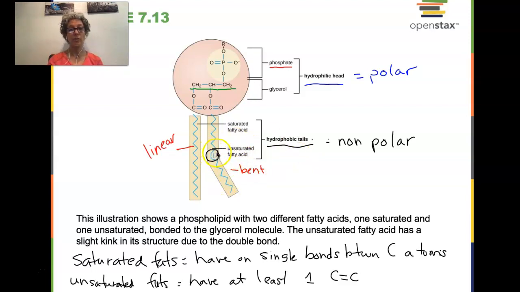When we do that, we don't have as much room for hydrogens. Saturated fats, every carbon is saturated. It's completely surrounded by hydrogen. In an unsaturated fat, there's fewer hydrogens, so it is not saturated by hydrogens.